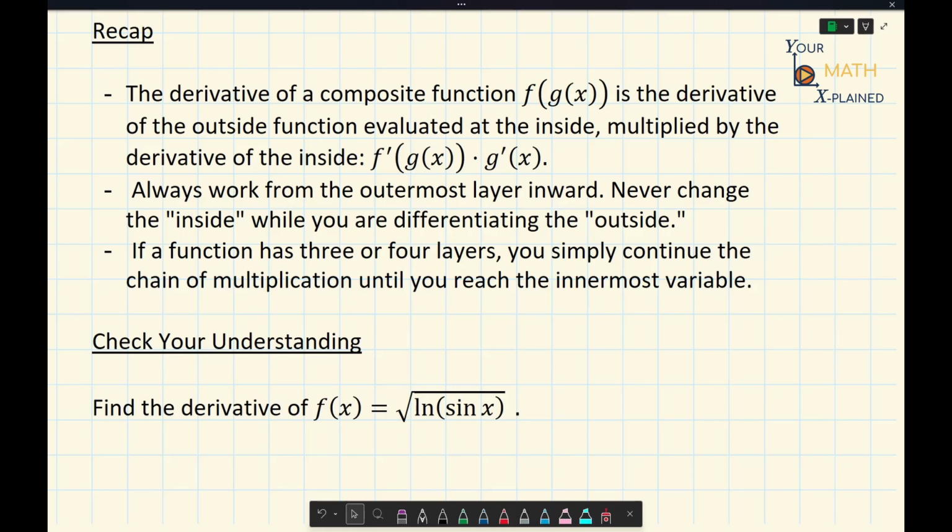So the most important thing is to be able to identify what is the outermost function as we work our way inward. And now it is your turn to give this a try. Can you find the derivative of this composite function on the screen here?